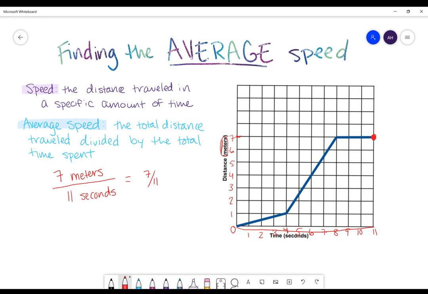Now, I can't just leave this the way it is. I've got to say that it's meters per second. I've got to give my unit. And that's it. That's how we find the average speed of an object.